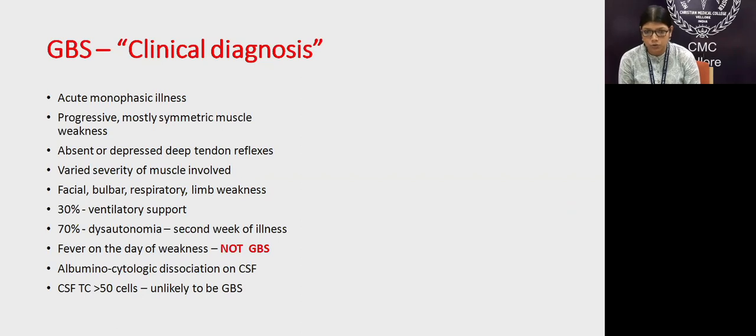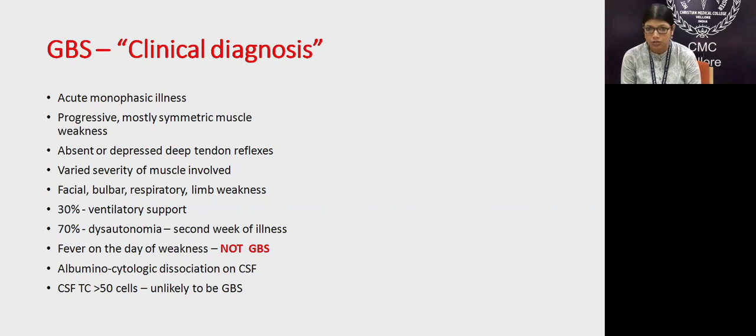A few important points to remember is, if the fever occurs on the day of the weakness, it is not GBS. We need to consider alternative diagnoses such as infective polyradiculitis, such as CMV infection or Lyme's disease or acute HIV seroconversion or lymphomatous infiltration. So that is one important point I wanted to mention.